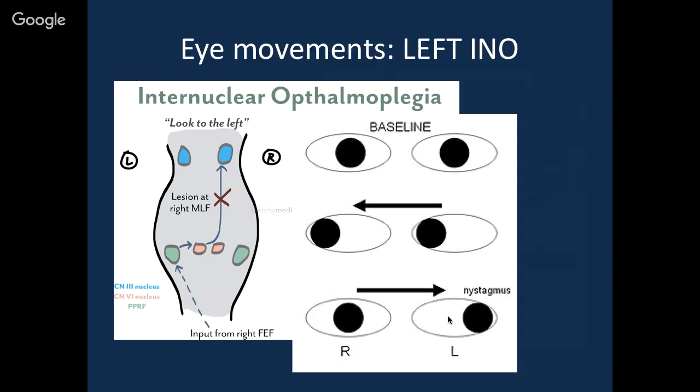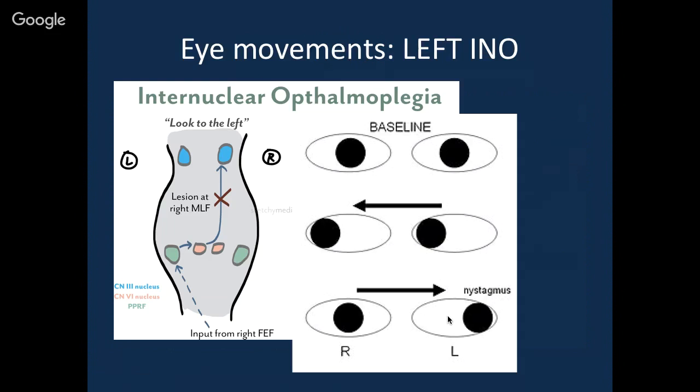Basically, internuclear means in between the nuclei. Which nuclei? In between the nuclei of the sixth nerve, the one that abducts the eye away from midline, and the third nerve, which adducts the eye towards the midline. So in this case, the nucleus of the sixth nerve in the left tells the eye to go all the way out. And the message comes from there. The medial longitudinal fasciculus is a bundle that goes up to the third nerve and says, hey, I'm going all the way to the left, follow me.